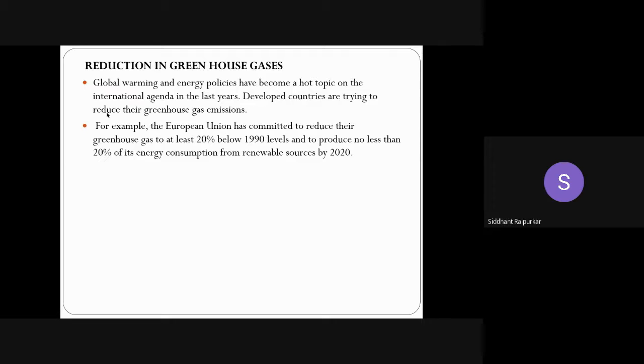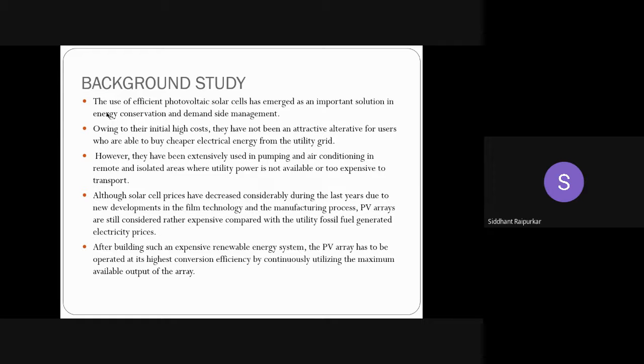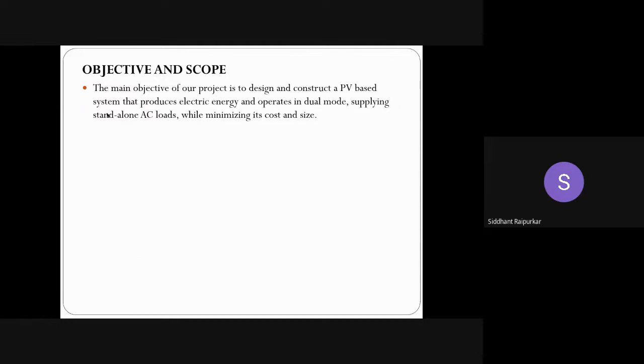Background study. As we know, the initial cost is quite high and affordable users are looking for cheaper electricity alternatives, but it is seen as very effective in remote locations where transportation is an expensive option. Our objective and scope: the main objective is to design and construct a PV based system that operates in dual mode, supplying standalone while minimizing cost and size.